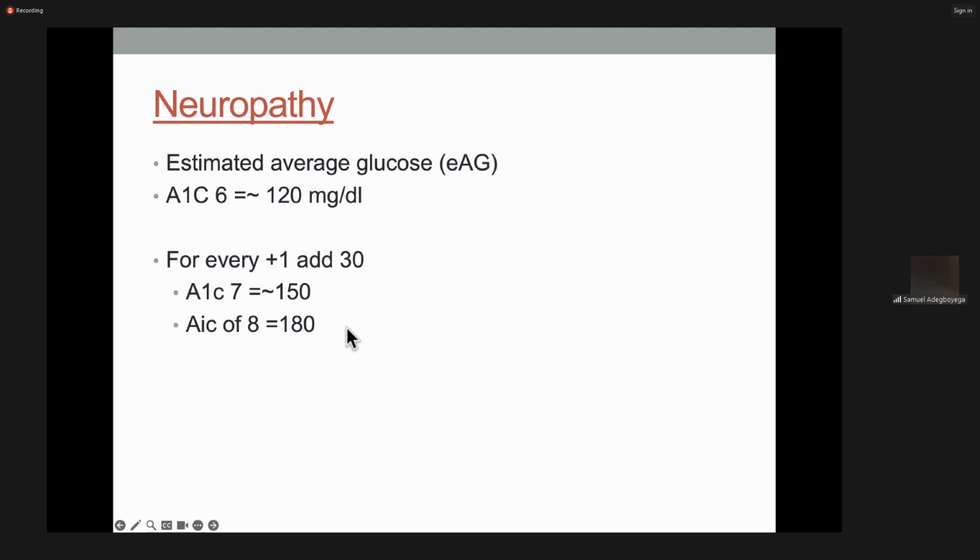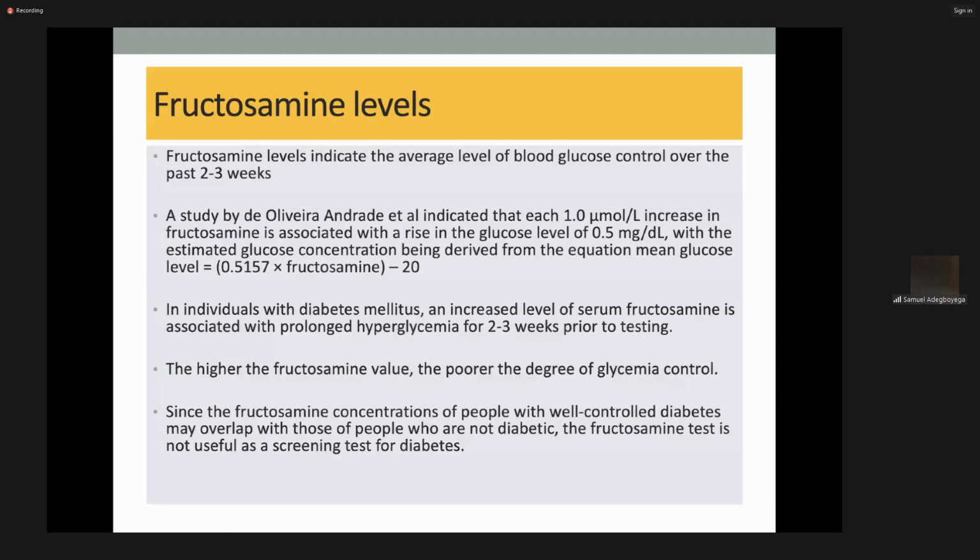So anyway, do you guys understand that? Yes. So 6 is 120, and for every 1, just add 30. If you want to go Dr. Brunson's route, that's fine too. That's okay. On the board exam, if you can't find the answer with Dr. Bernstein's method, then use this one, and then you'll find your answer. All right. Does anybody know what a fructosamine is? Fructosamine?